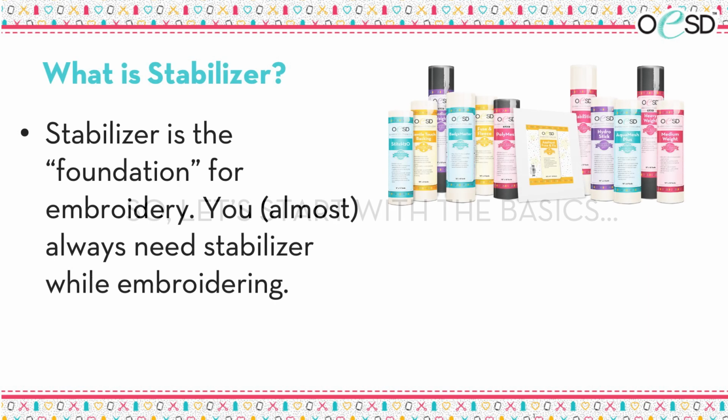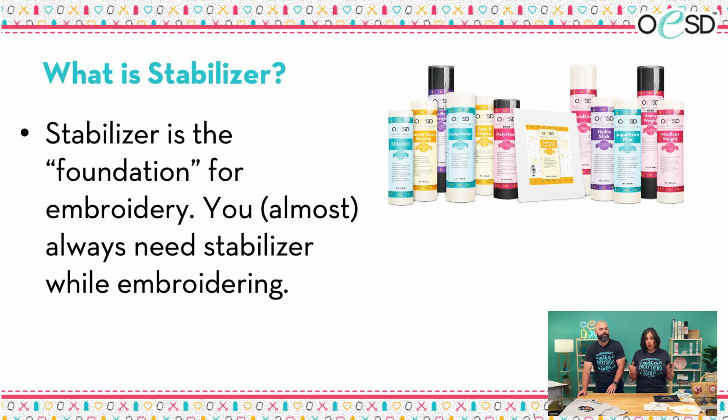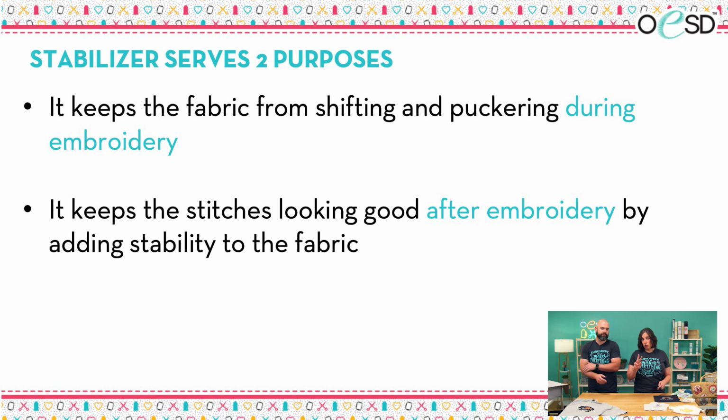The basics are, of course, what is stabilizer and why do you need it? So stabilizer is the foundation of embroidery. You almost always need stabilizer in your hoop when you're embroidering. Stabilizer serves two purposes. The first thing it's going to do is keep your project stable while you're embroidering. Because when that hoop is moving around and the needle's going up and down, you need your project to stay where you put it. So you need to have stabilizer behind that project in some way, shape, or form.